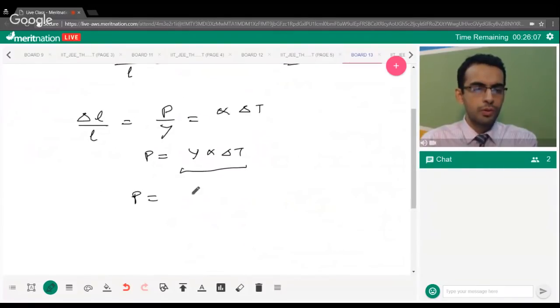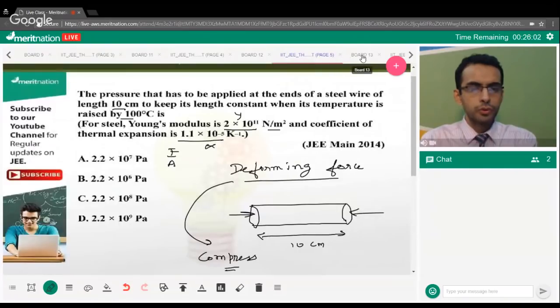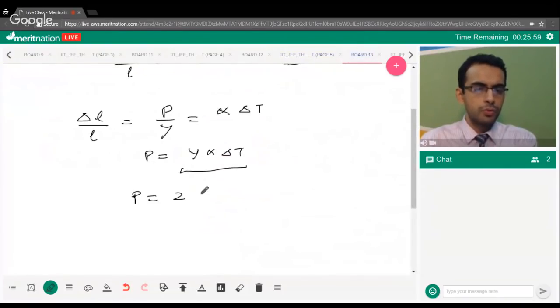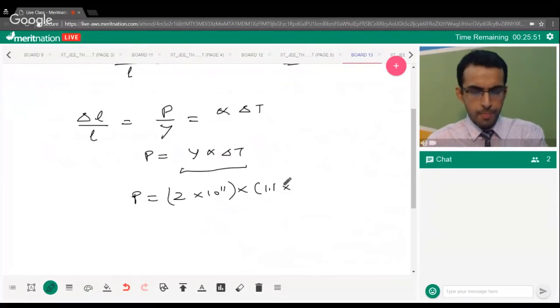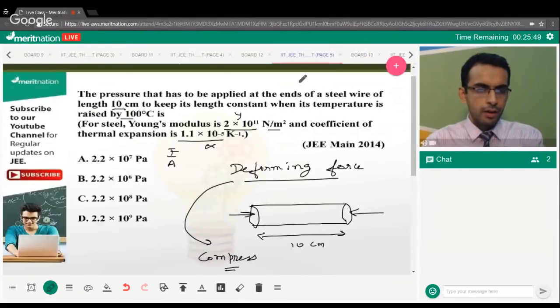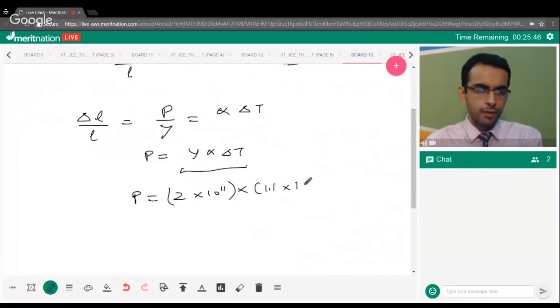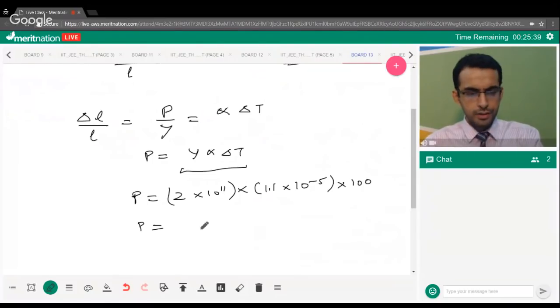So P is equal to, if you substitute the values, Y is equal to 2 into 10 raised to power 11, multiplied by alpha, which is 1.1 into 10 raised to power minus 5, and multiplied by 100. If you multiply them, you'll simply get 2.2 into 10 raised to power 8 pascals.